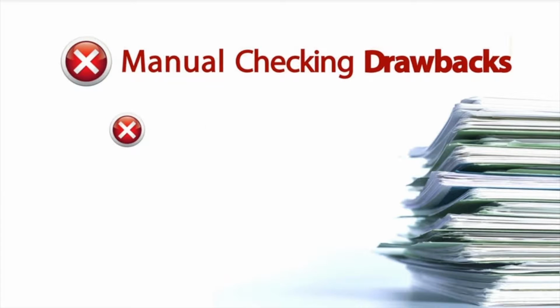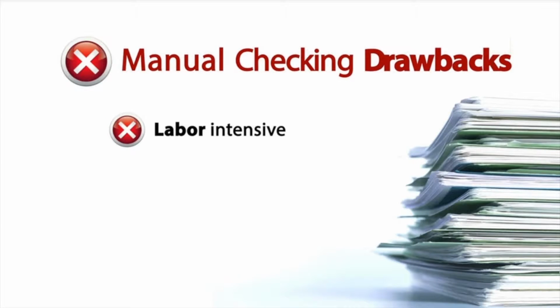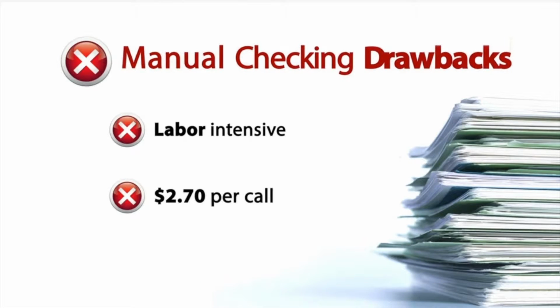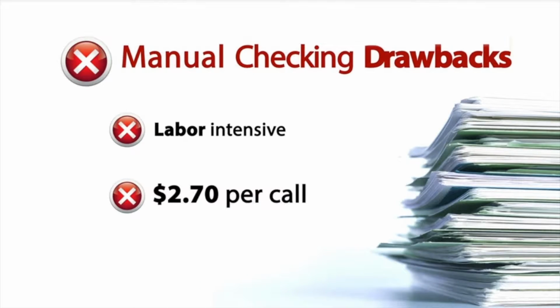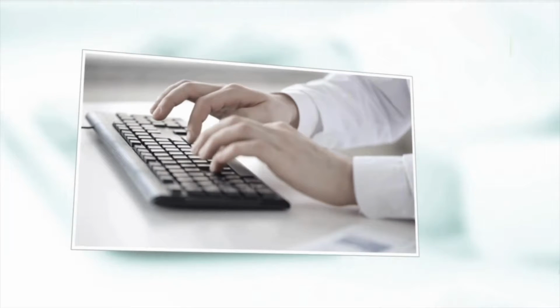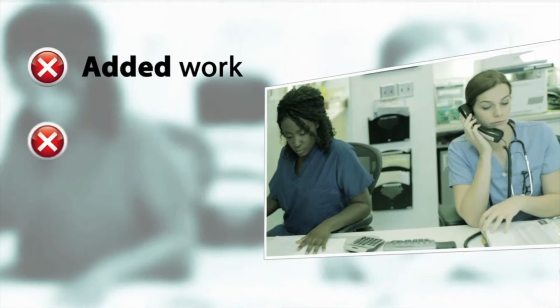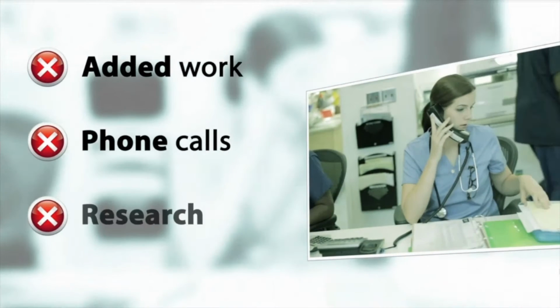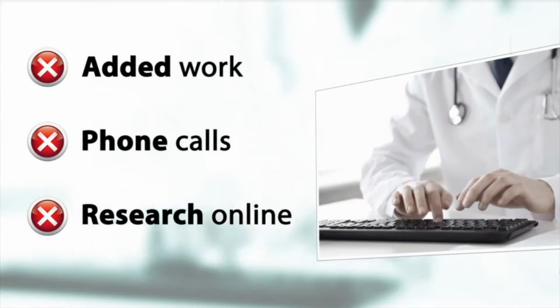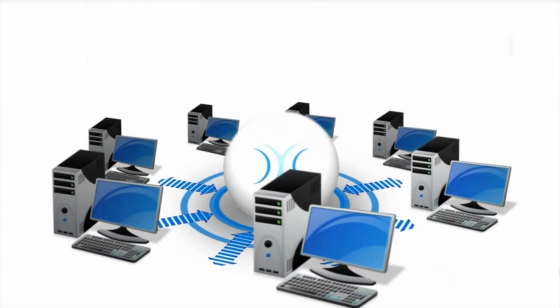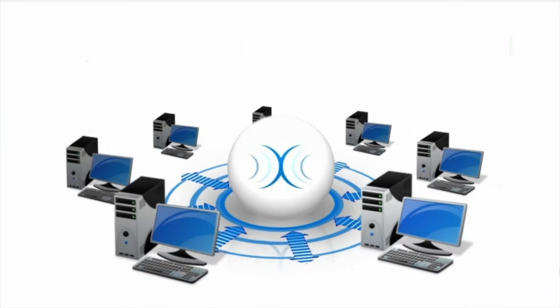Eligibility checking often doesn't happen because it's labor intensive. The average labor cost for each eligibility verification averages around $2.70 for a phone call. Despite the desire to get this information electronically from the payer, some payers may only indicate that the patient has insurance. This creates added work for staff to call or log on to payer websites to get the answers they need. Relay Health can help get you current and actionable patient eligibility.